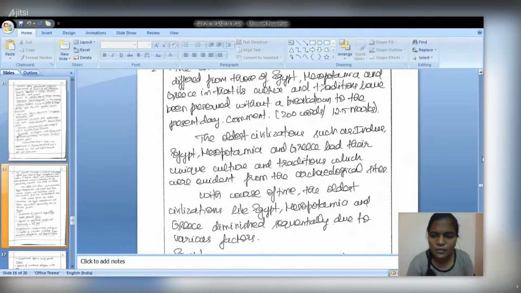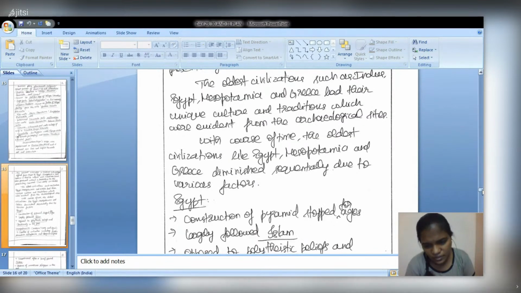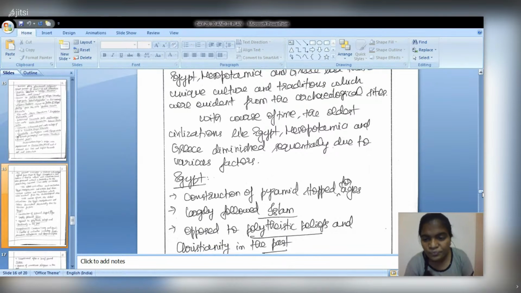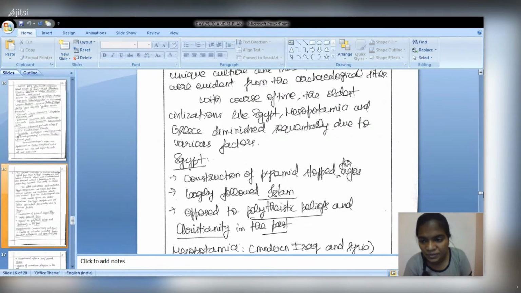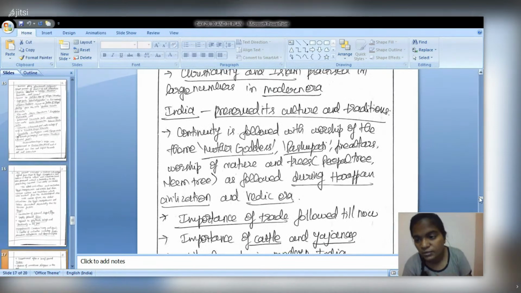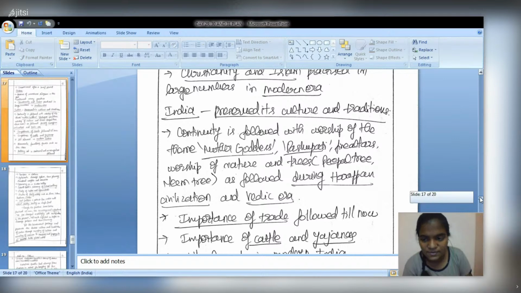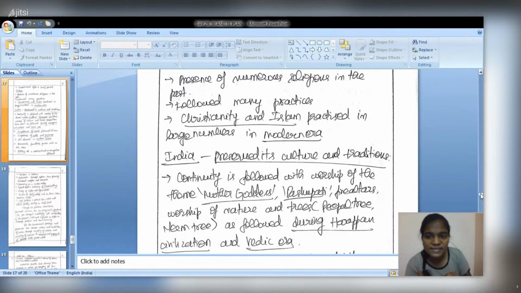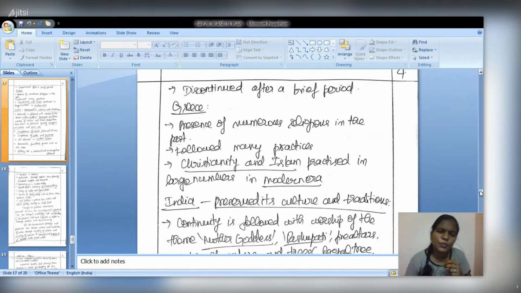Okay, so you can see here the reasons behind Egypt, especially an Islamic country. It has become an Islamic country now. They were opposed to the polytheistic beliefs, many religious beliefs and Christianity of the past. And in terms of Mesopotamia, which is present day Iraq and Syria, that was called the cradle of civilization. Okay, the Mesopotamian civilization was called the cradle of civilization. So enriched heritage was seen in those times, but due to the presence of numerous religions in the past and many practices followed by them, now they have become purely Islamic. So those practices have been discontinued after a very brief period. Okay, in Greece we can say they worshipped nature.